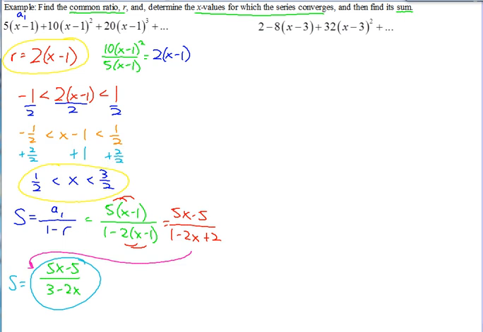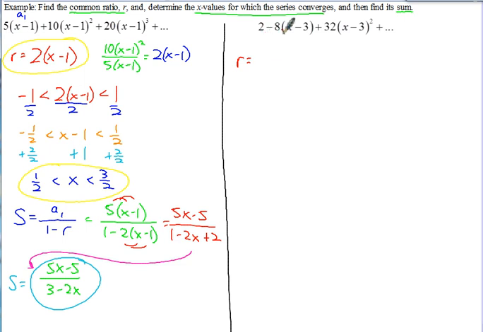All right, so we'll go one more of these with some variables in there rather than just constants. So let's take a look at this one here. We've got 2, -8(x - 3), positive 32(x - 3)². So let's see if we can figure out the common ratio on this one. Let's look at the numbers first.